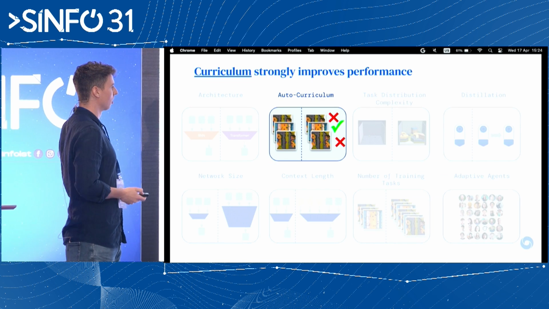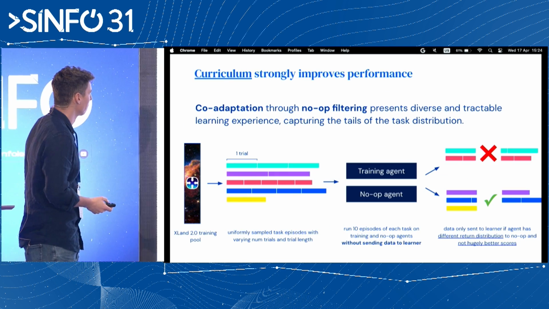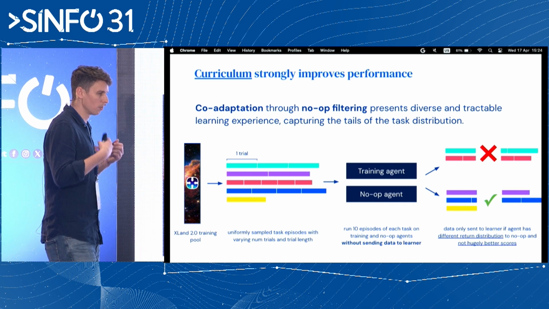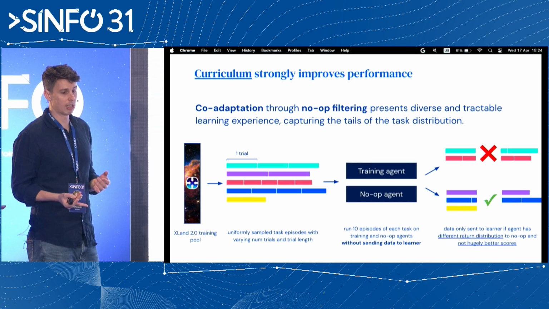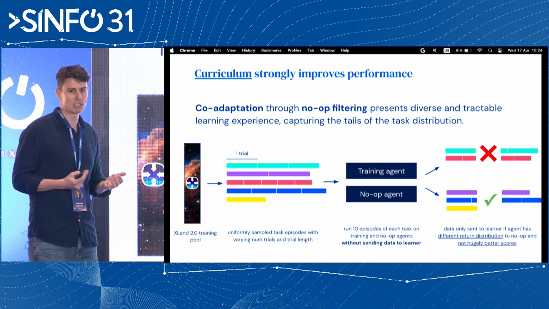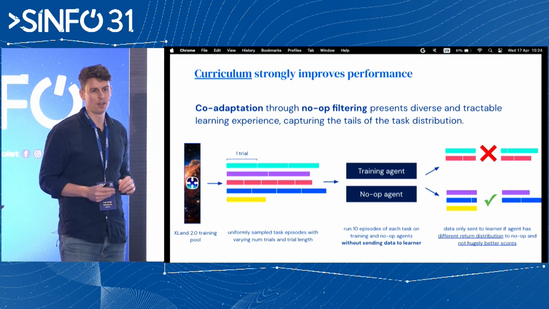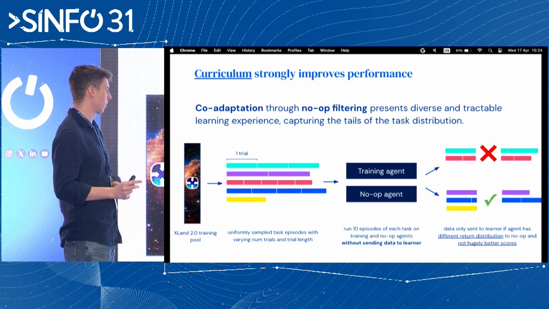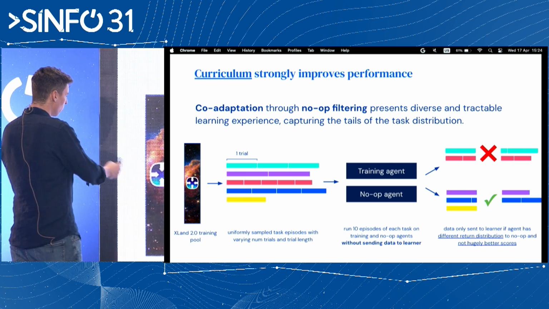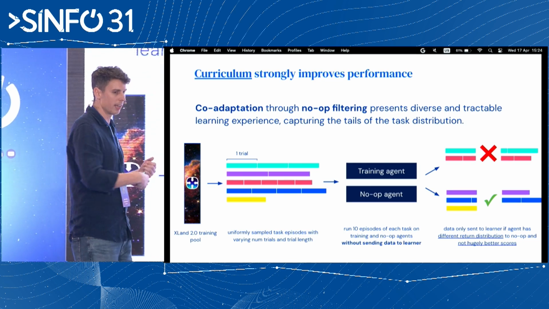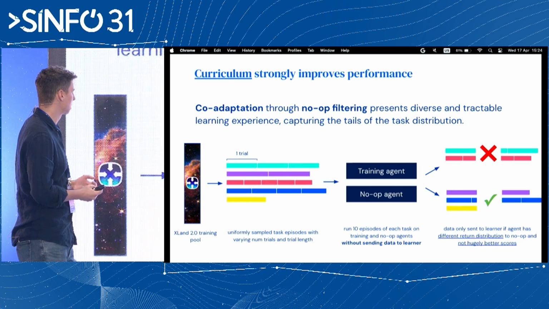Okay, so now the curriculum. This is the fun part. So how does this work? When we train the agent, we train it on certain tasks, right? This curriculum actually selects the tasks from this enormous XLand set of tasks that we want to use for training. And how it does this: first we uniformly sample a set of episodes that can be different lengths, different numbers of trials, etc.